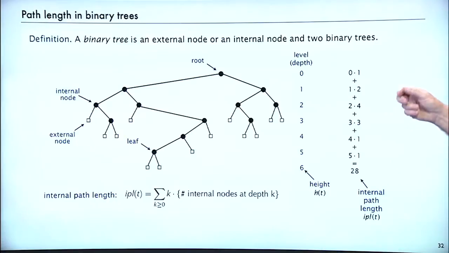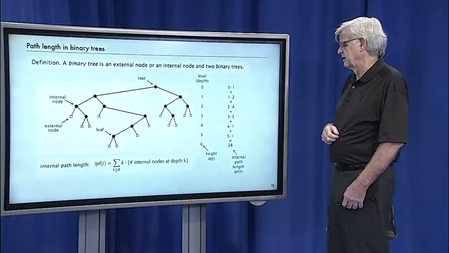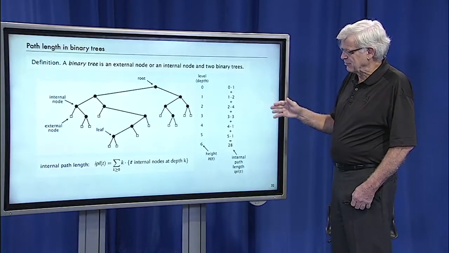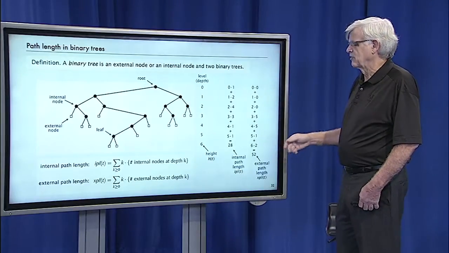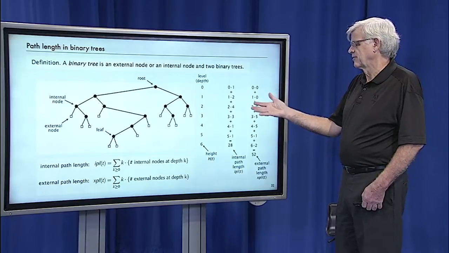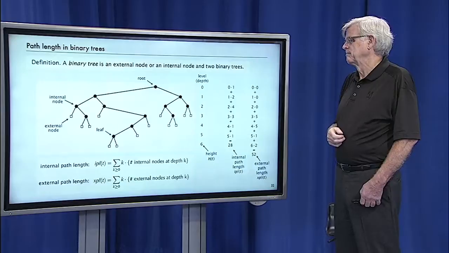That's called the internal path length of a binary tree. It's the sum over all nodes of the length of the path from the root to that node, or the sum of k times the number of nodes at depth k. For binary trees, we also talk about external path length, and that's just the same thing for external nodes. Also, that's a quantity of interest in studying the binary search algorithm.